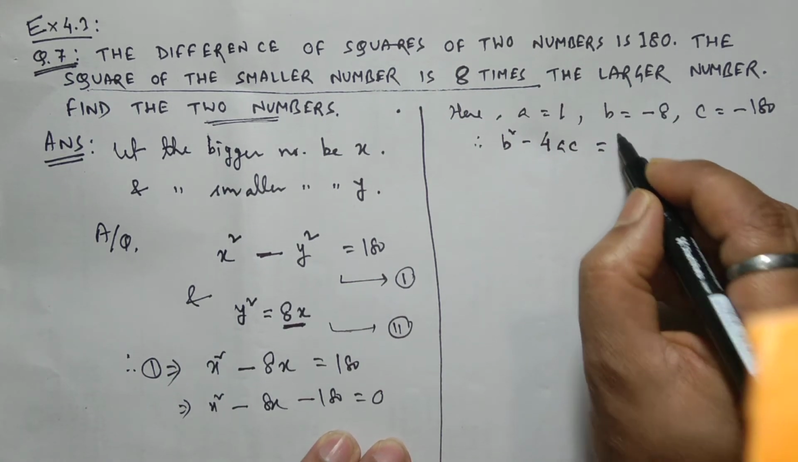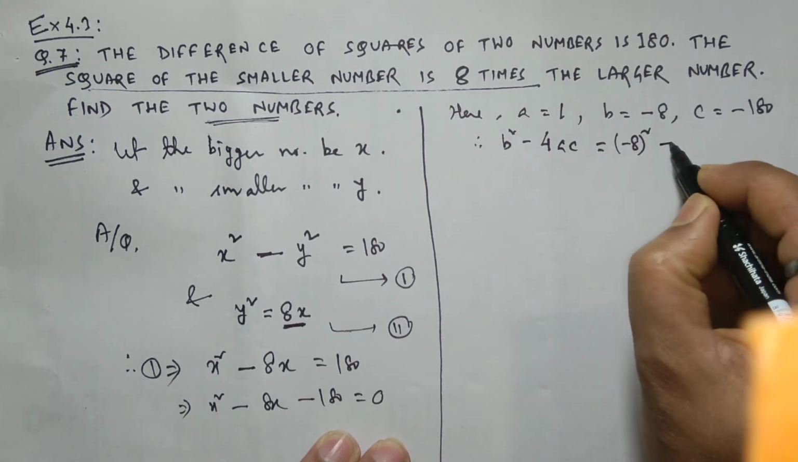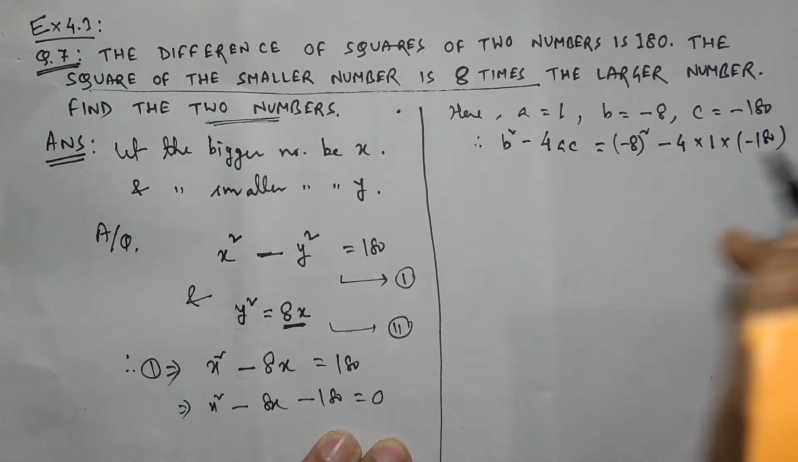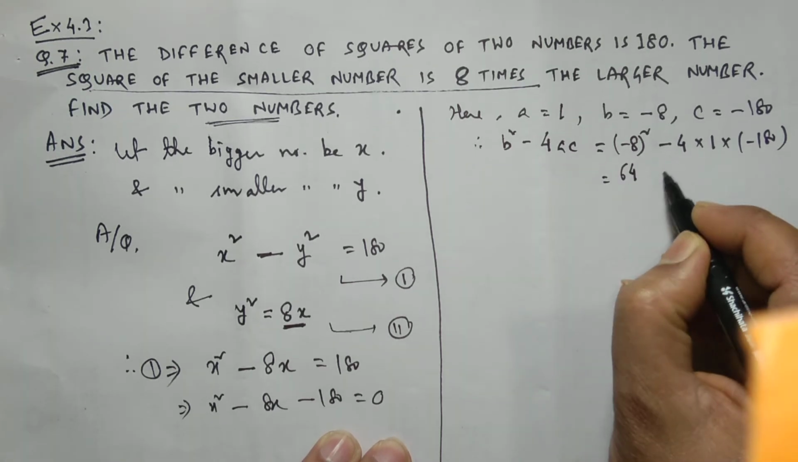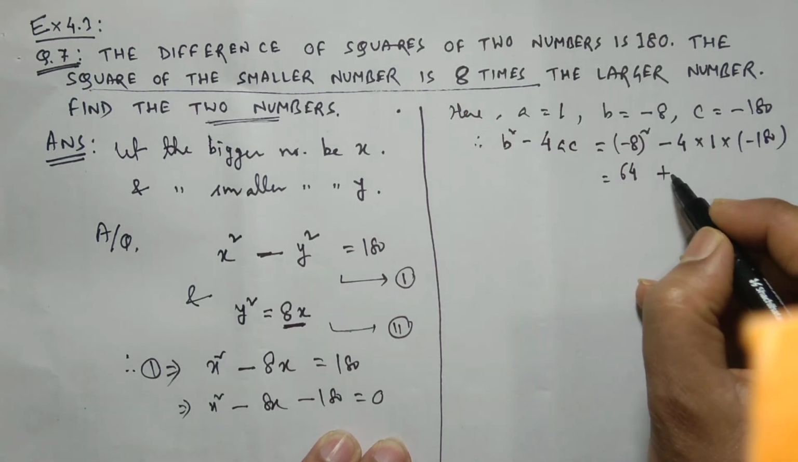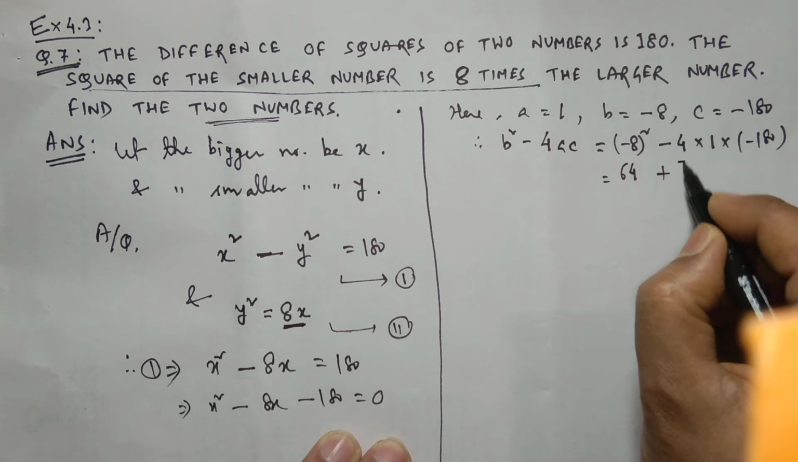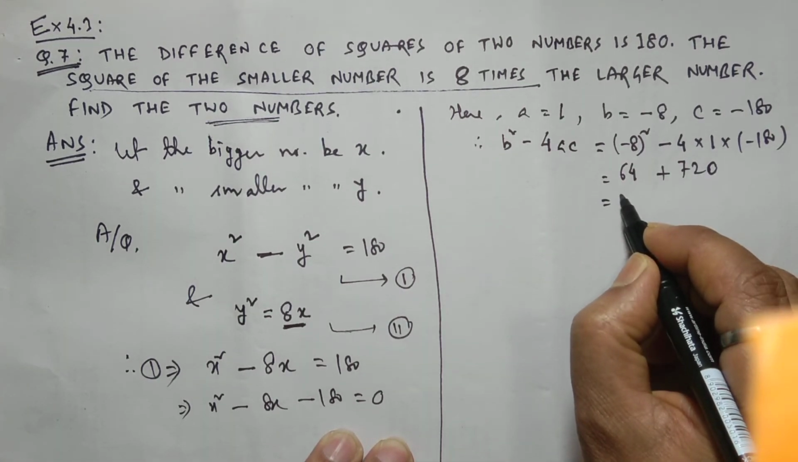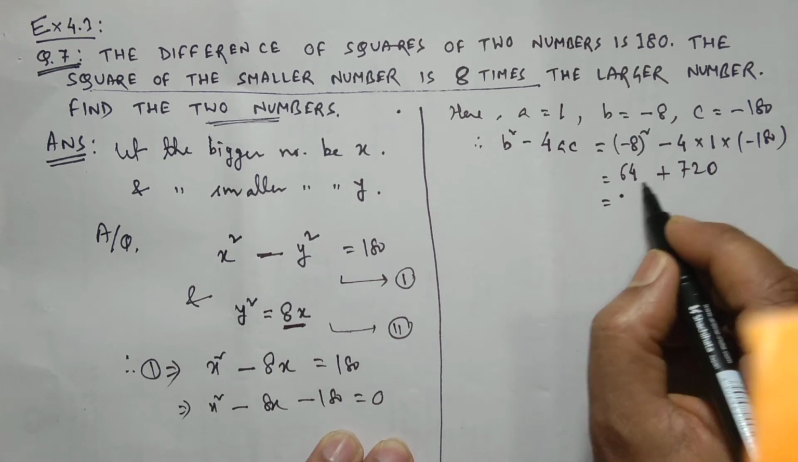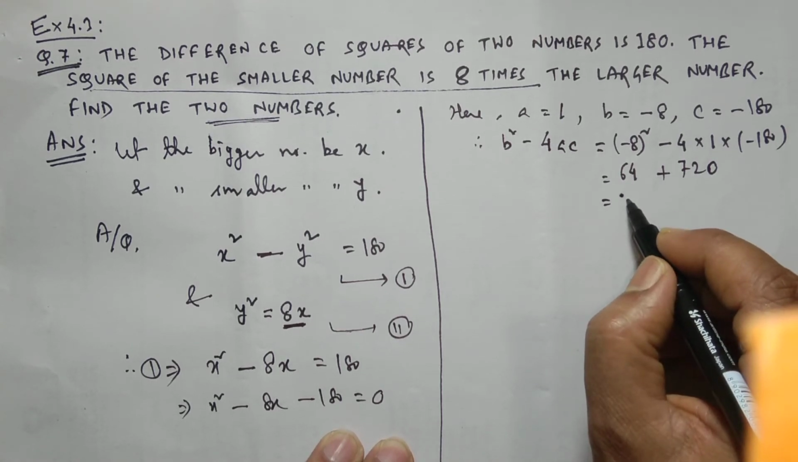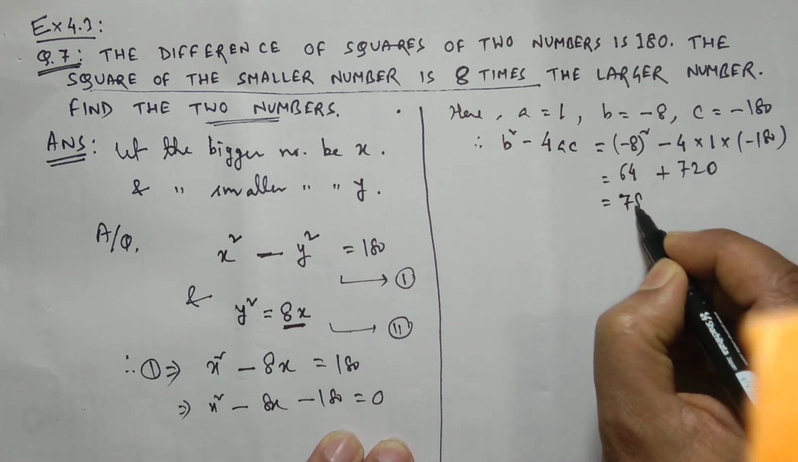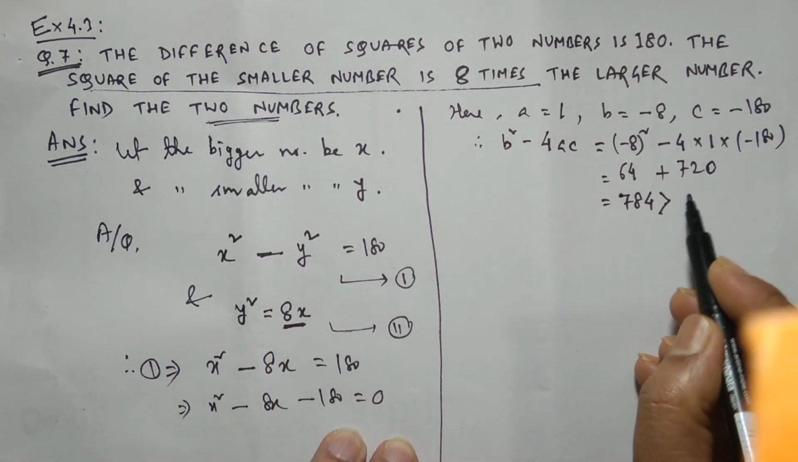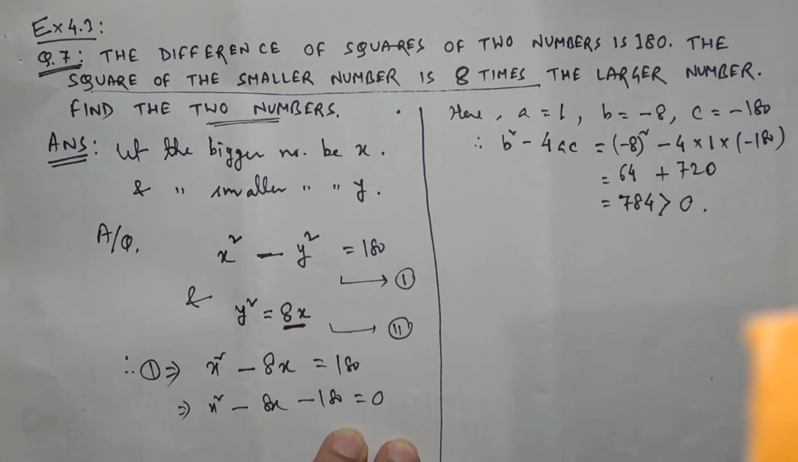That b is minus 8, whole square, minus 4 into a into c is minus 180. Now minus 8 square is 64. So this minus minus plus 4 into 180 will be 720. This is equal to 720 plus 64. It will be 784. Now 784 is a positive number, greater than 0.